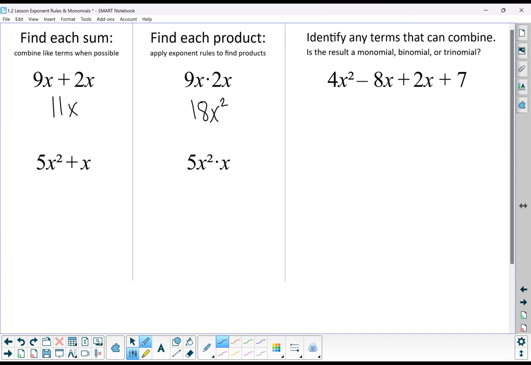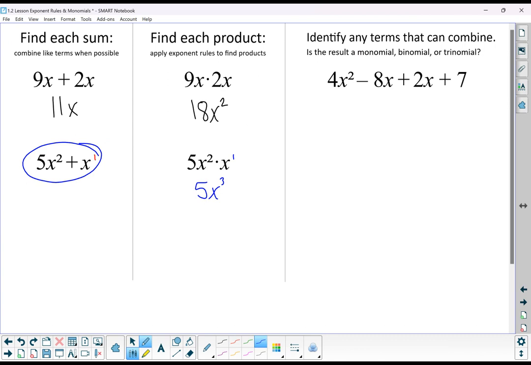Now my two monomials are 5x squared and an x. So if I want to add those two monomials together, I have to recognize that even though they both have the variable x, they have different powers. So I can't combine them. So our result is a binomial. So I'm just going to circle it because I can't simplify it. If I want to multiply together those two monomials, I can do 5x squared times x, and this would give me 5x to the power of 3.